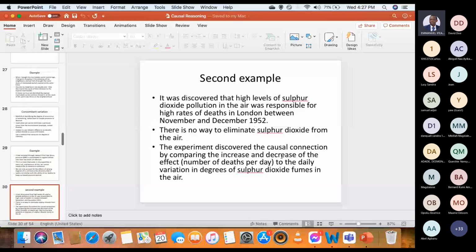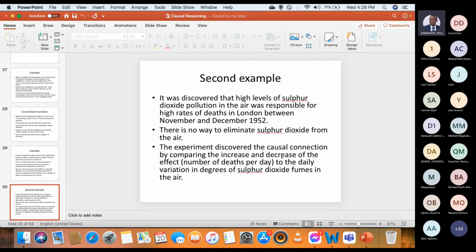Second example, it was discovered that high levels of sulfur dioxide pollution in the air was responsible for high rates of deaths in London between November and December 1952. Now, there's no way to eliminate sulfur dioxide from the air. So the experiment discovered the causal connection by comparing the increase and decrease of the effect, which is the number of deaths per day, to the daily variation in the degrees of sulfur dioxide fumes in the air.